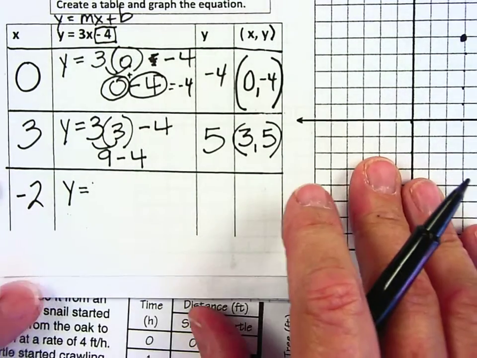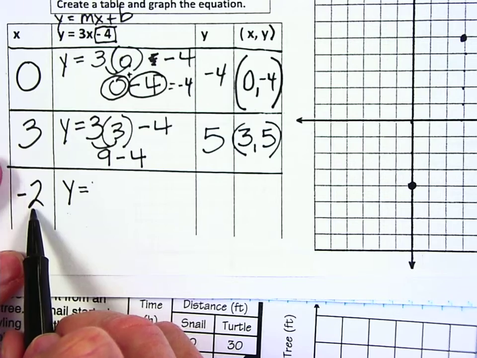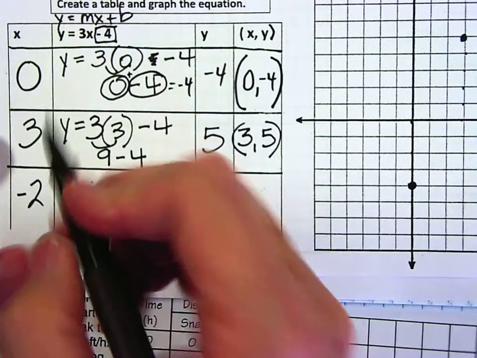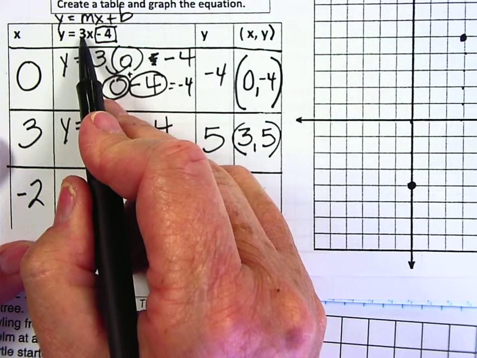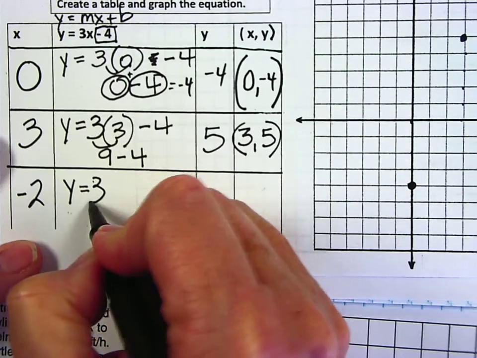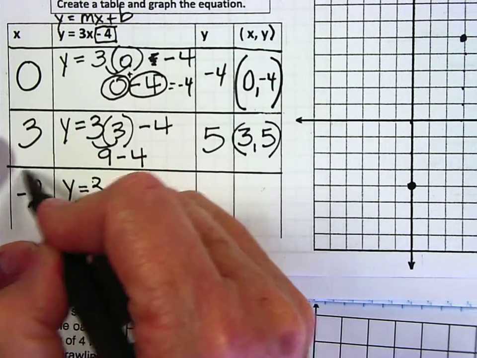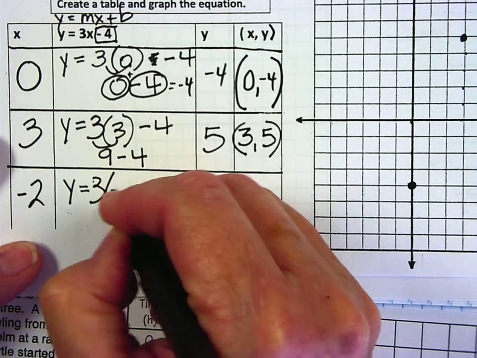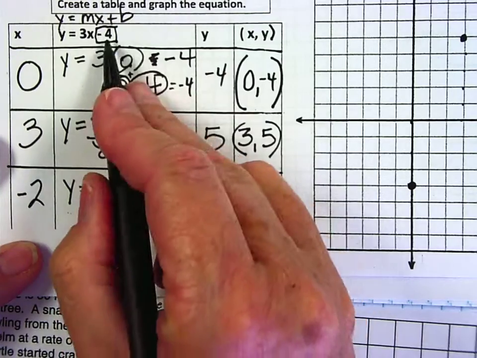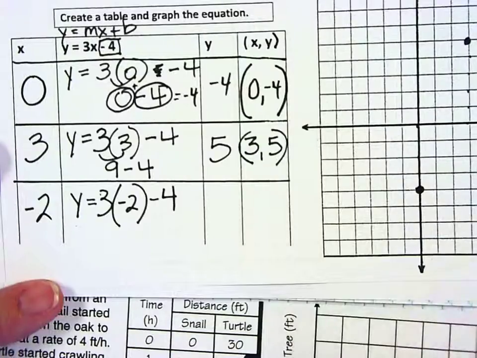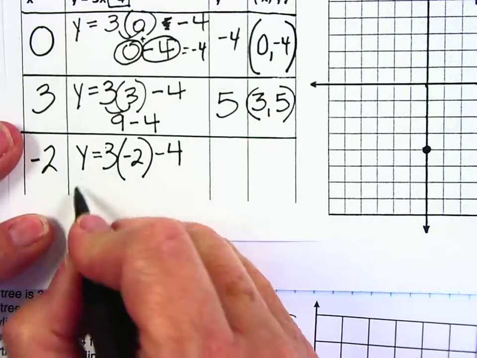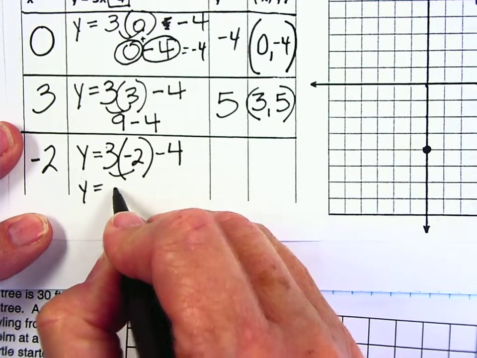Continuing where we left off, this time we're going to make x equal to -2. So y equals my slope of 3. My x value for this situation is going to be -2, my choice, and then we're going to subtract 4. So y equals 3 times -2 is -6.